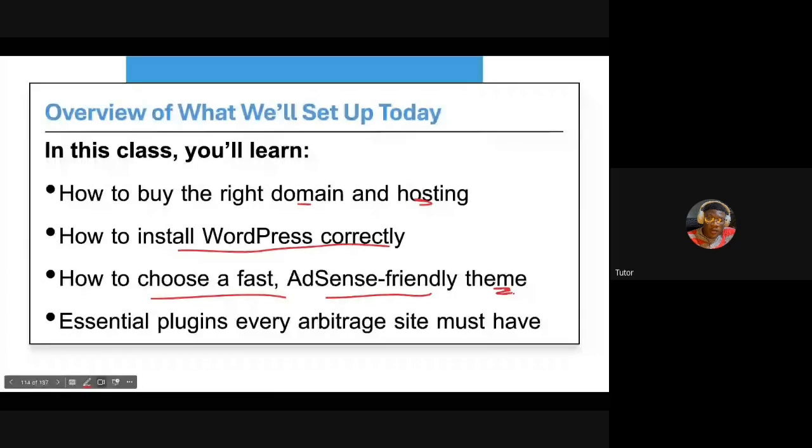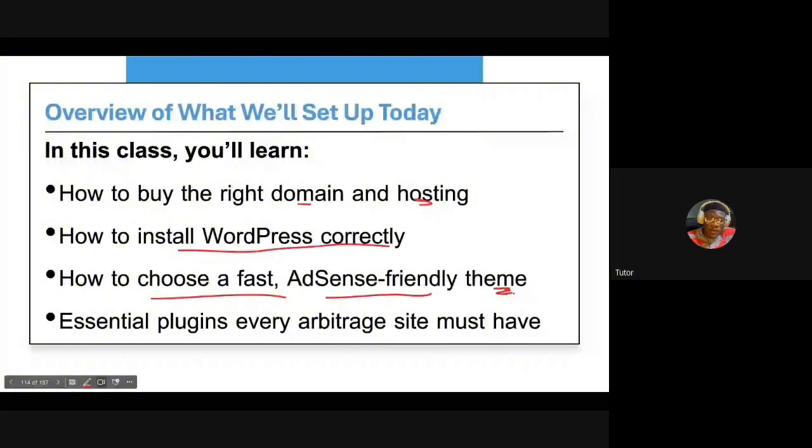And let me also remove this fear from you. Arbitrage blogging is not hard, it's not complicated. And getting AdSense approval is also not complicated. It's very simple. It's something that you can do, something that you can achieve. It's very, very plain and simple.